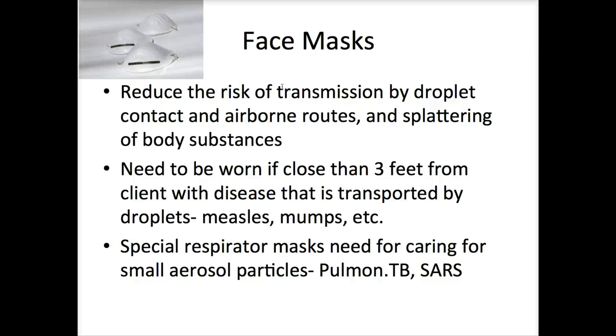There is a special kind of mask called a respirator, also known as an N95 mask. Those masks are for organisms like tuberculosis and SARS that are smaller particles than what you come in contact with for droplet. So there are two kinds of masks, one for droplet and one for organisms like TB, and they are different. So you need to be aware of that.